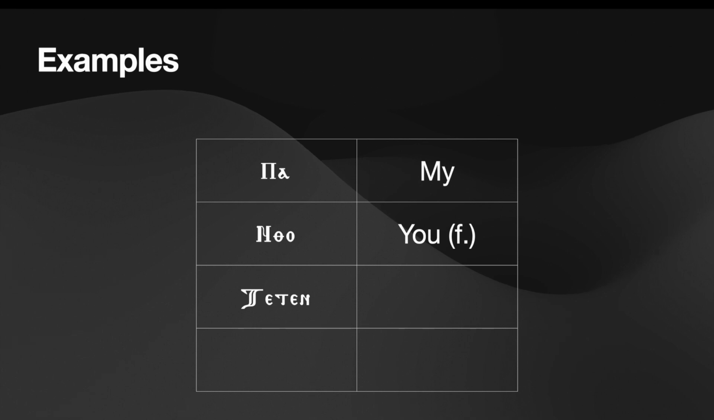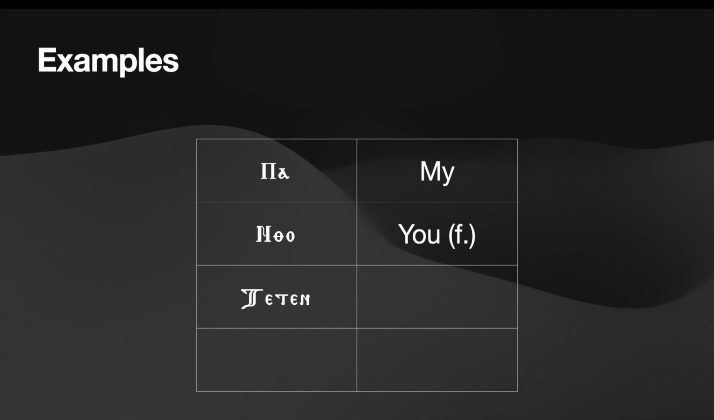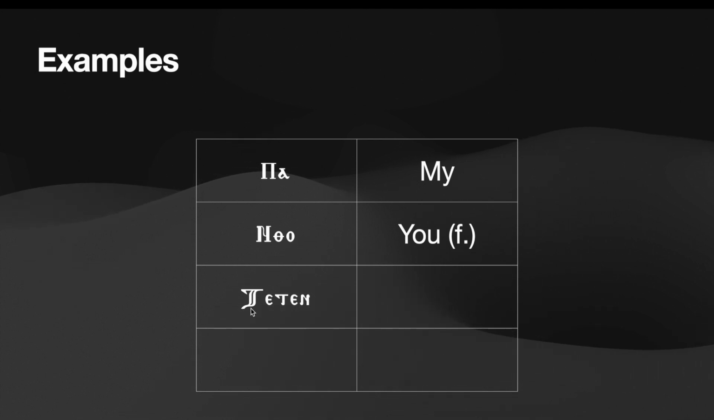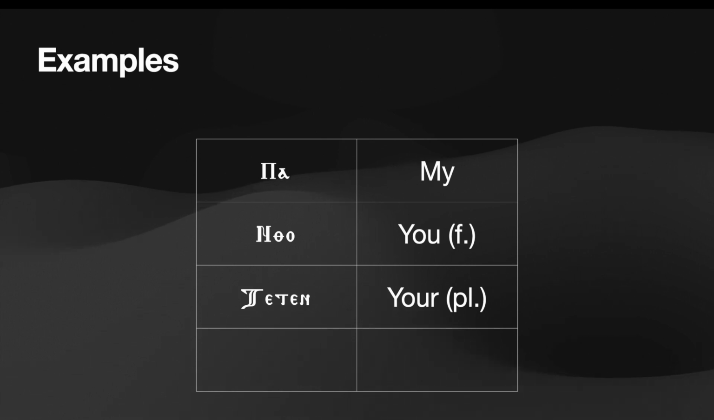Dayton, this is another possessive pronoun. You're talking to a group of people, and it's talking about a feminine thing, because we have Tav here and we have Eitan at the end. So Eitan is showing that we're talking to a group of people, so it's second person. And Tav is showing that we're talking about a feminine thing. So here it is, your, plural.